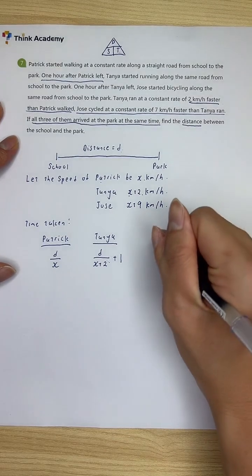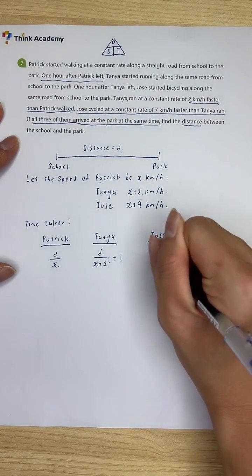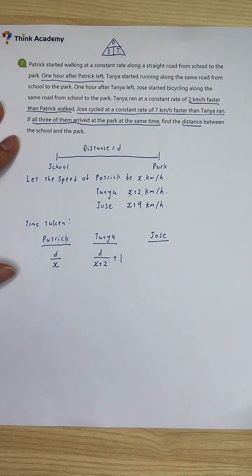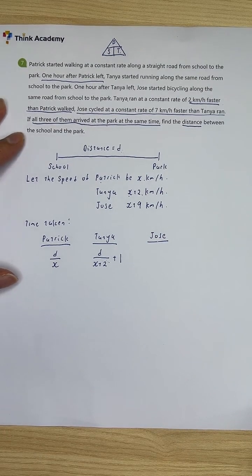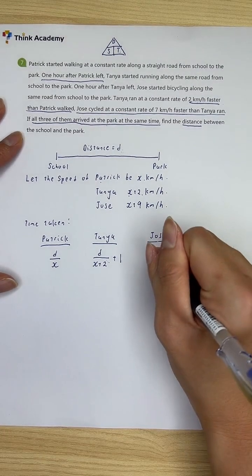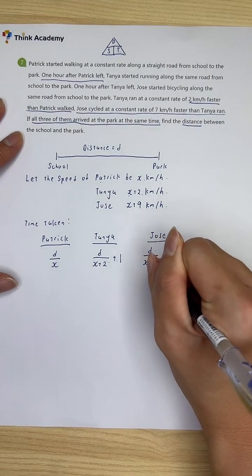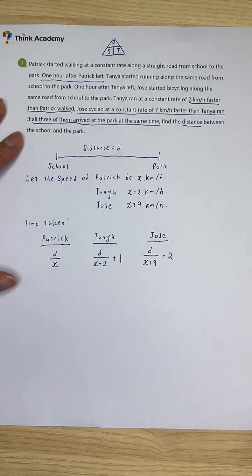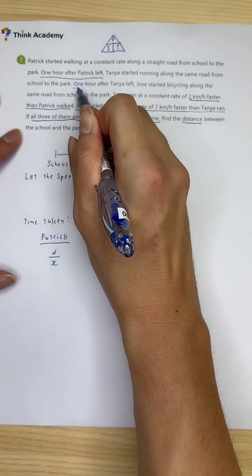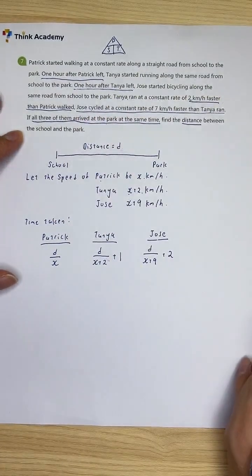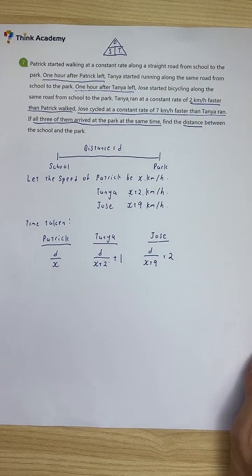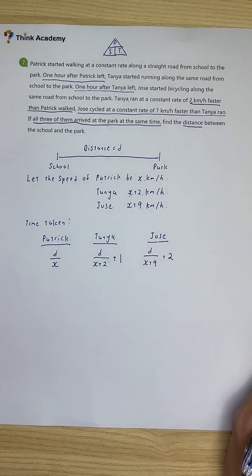What about Joules? Joules himself, in this case, will have taken d over x plus 9, plus 2 hours. Because he left 1 hour after Tanya. So technically speaking, Joules waited for 2 hours. He waited for Patrick to leave, waited for 1 hour, waited for Tanya to leave, waited for another hour, then he finally left.